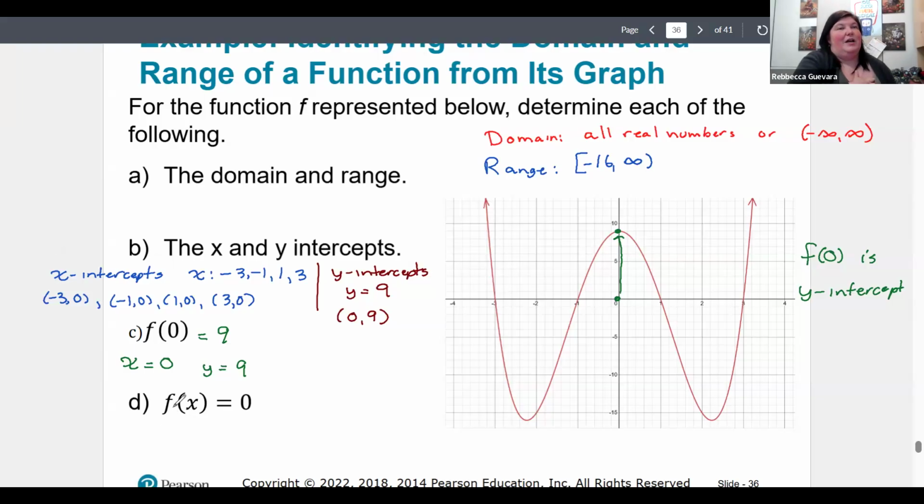So use pink here. If x equals 0, this means that y equals 0. So when y equals 0, then my x values could be -3, -1, 1, or 3. Okay, because each x value is only mapping to that 1, so it's still a function. But in this case, if you're ever asked for f of x equals 0, this is going to be representing x-intercepts.